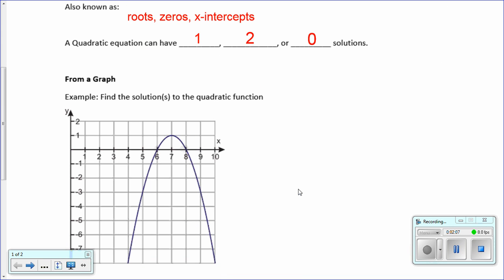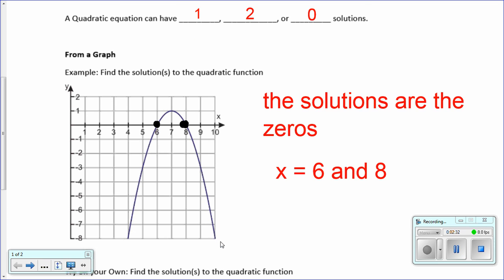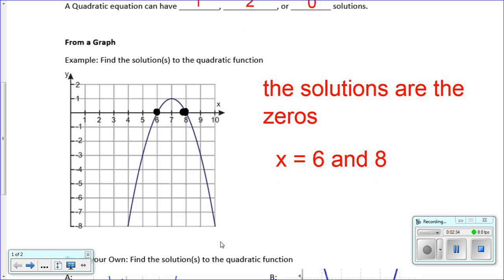From a graph. When we're looking at a graph and we're trying to find solutions, those other words are really going to help us. We're looking for zeros, otherwise known as x-intercepts. Those are the solutions to the quadratic function. So we look at the graph, here's an x-intercept, aka 0, here's a 0. Those are 2 solutions. So basically x equals 6 and 8. Done. Those are my answers.